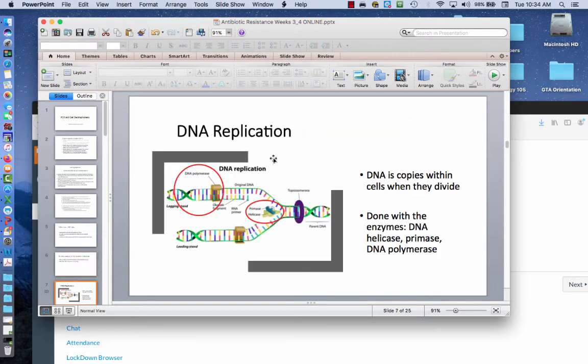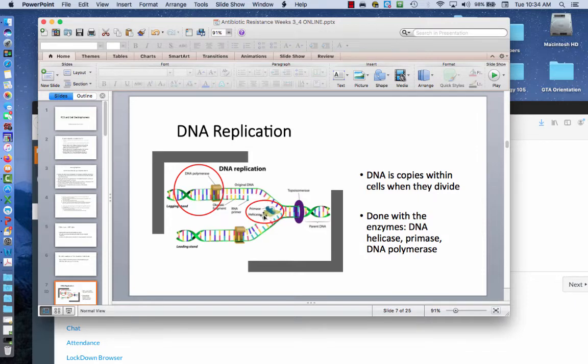All right, so what is DNA replication? DNA replication is when a template strand of DNA separates and enzymes come along, and actually, in this case, we're going to use DNA helicase.